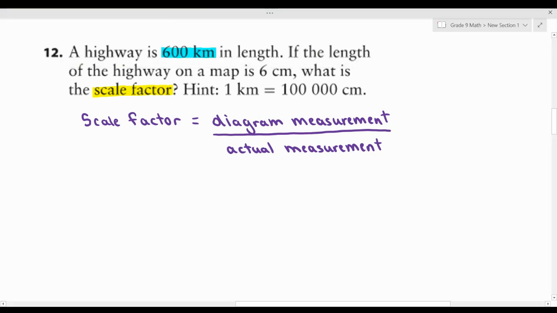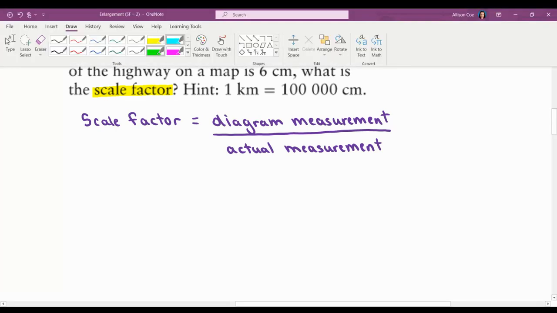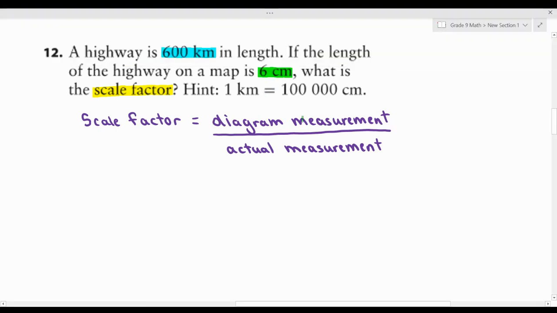Okay, so the length of the highway on the map is 6 centimeters. Right, so that's our diagram length. This is fine. That's going to be going there. But the actual is in kilometers. So if I know that 1 kilometer is 100,000 centimeters, what I'm going to do is go, well, 600 times 100,000 centimeters is going to be, there should be 1, 2, 3, 4, 5, 6, 7 zeros. So 600 kilometers would be the same thing as saying you had 60 million centimeters.